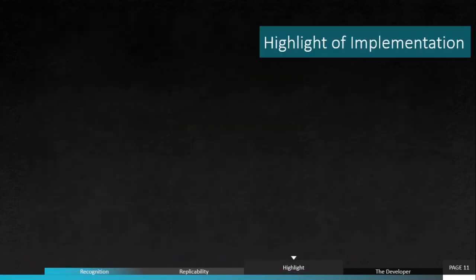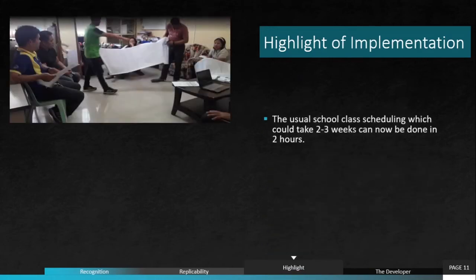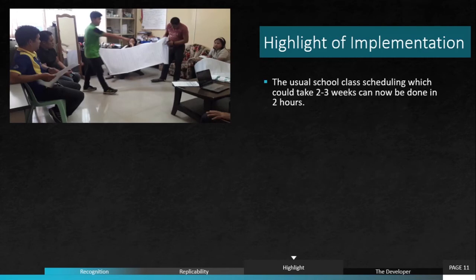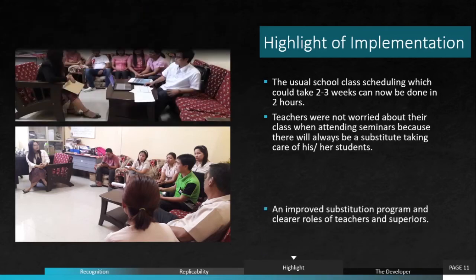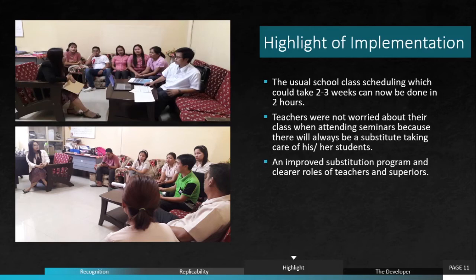Because of this innovation, the usual school class scheduling, which could take 2 to 3 weeks, can now be done in 2 hours. Teachers were not worried about their class when attending seminars because there will always be a substitute taking care of his/her students. An improved substitution program and clearer roles of teachers and superiors. Crafting guidelines and recommended incentives for teachers involved in substitution of classes.